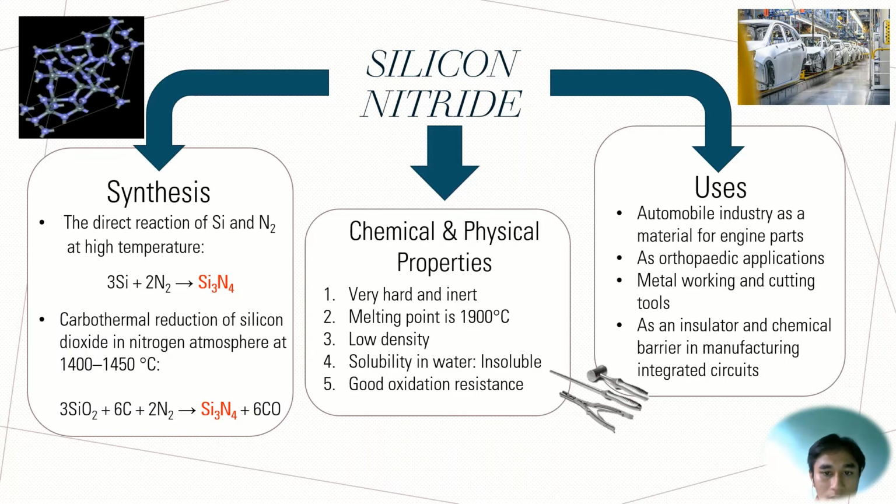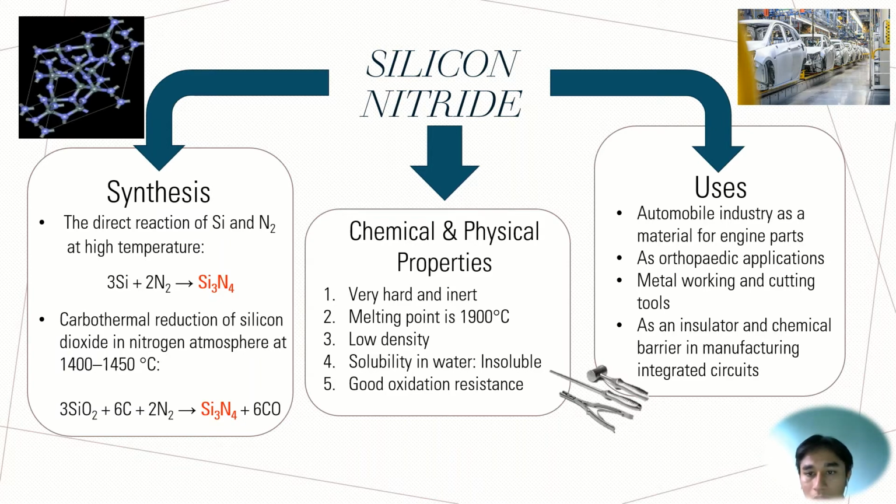Then we will go to the chemical and physical properties of silicon nitride. Silicon nitride is very hard and inert. Secondly, the melting point is 1900 Celsius. Third, it has a low density. It is insoluble in water. And lastly, it has good oxidation resistance.